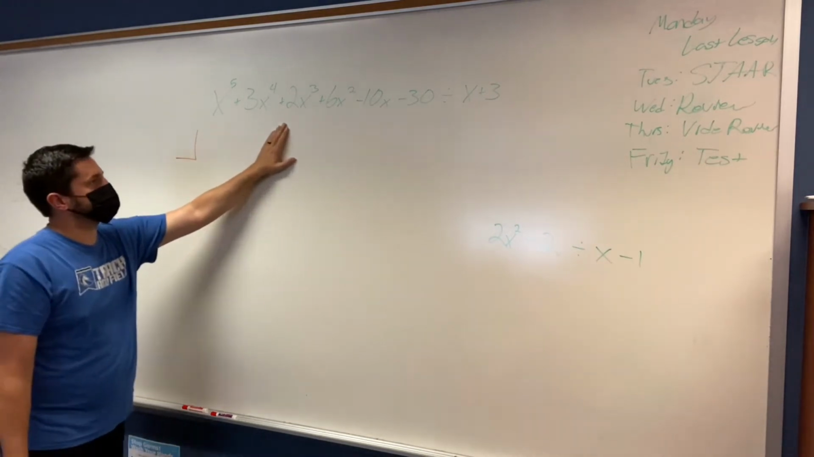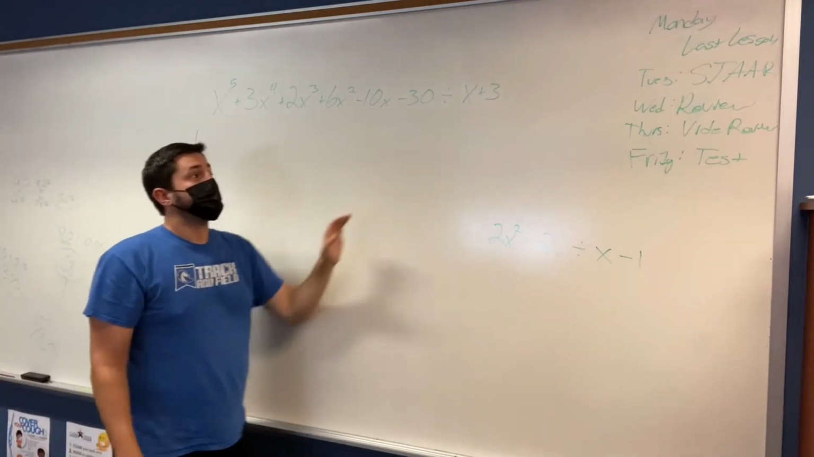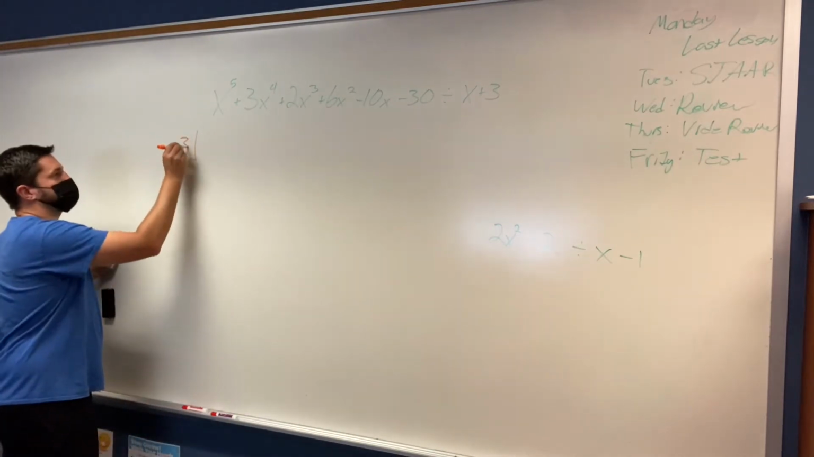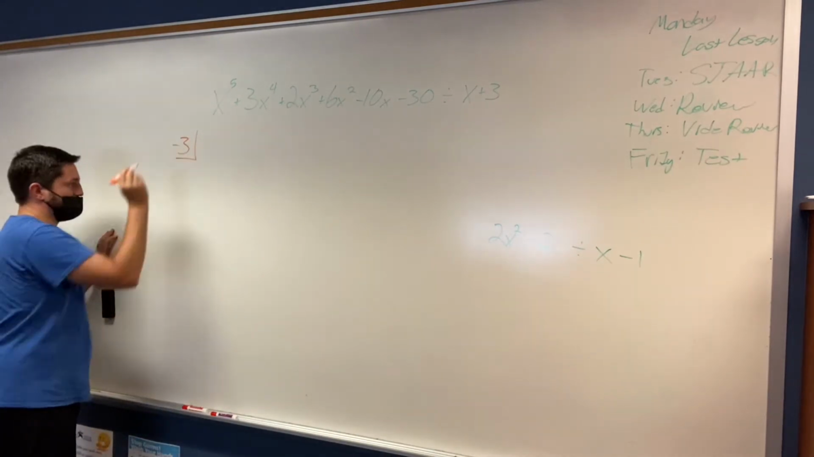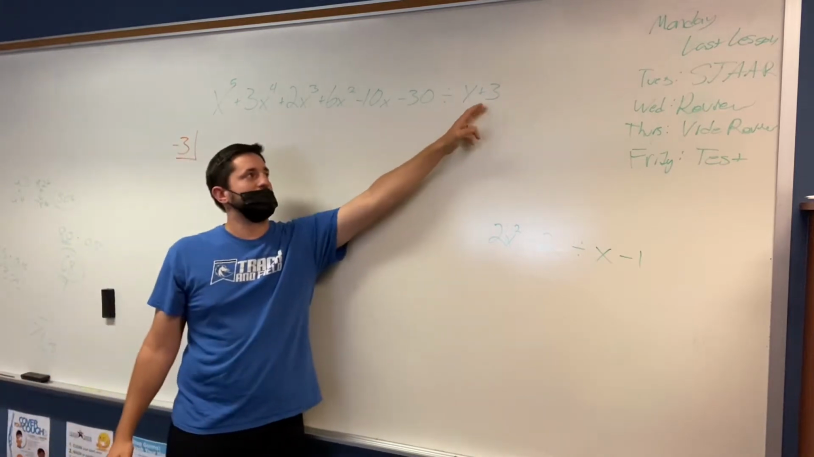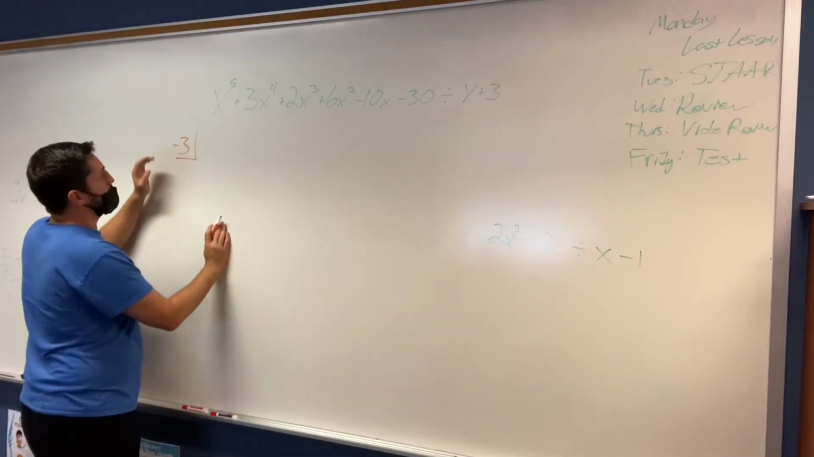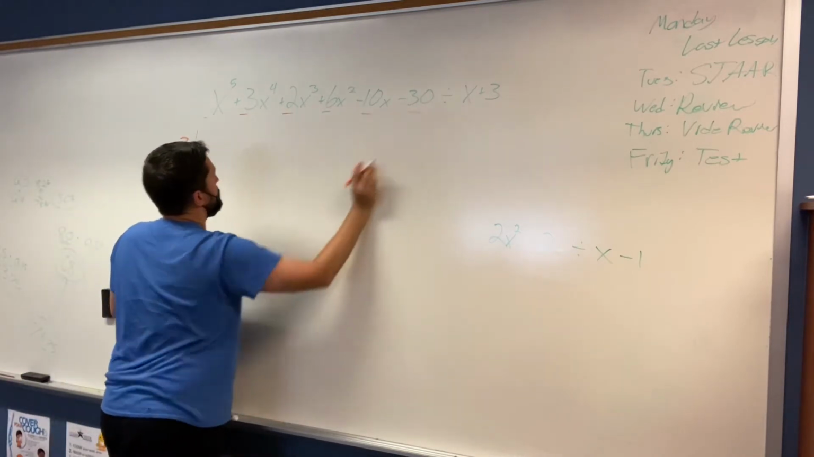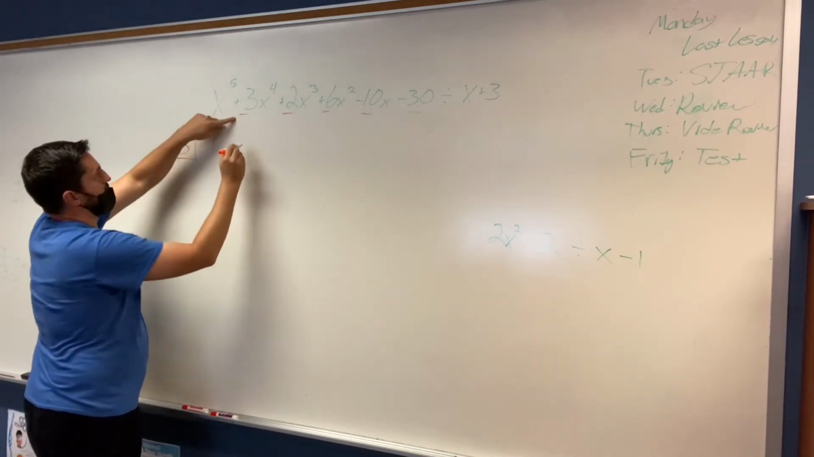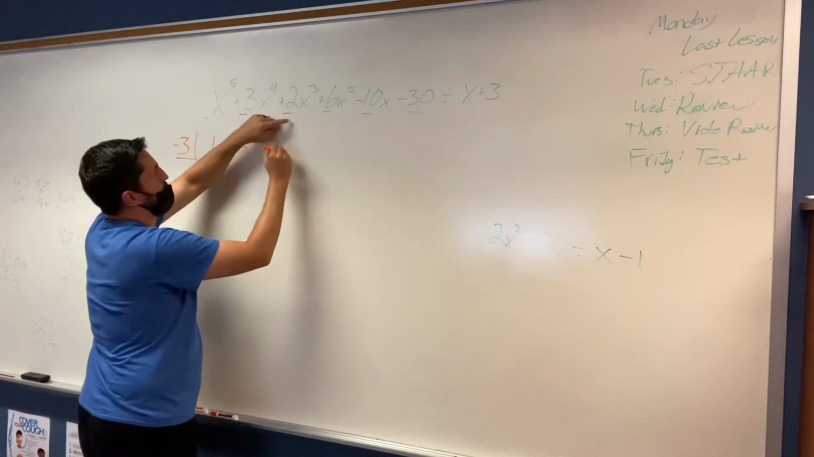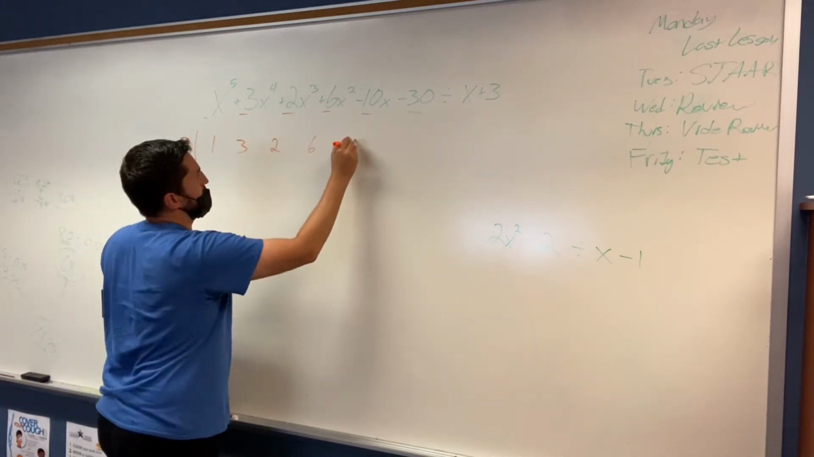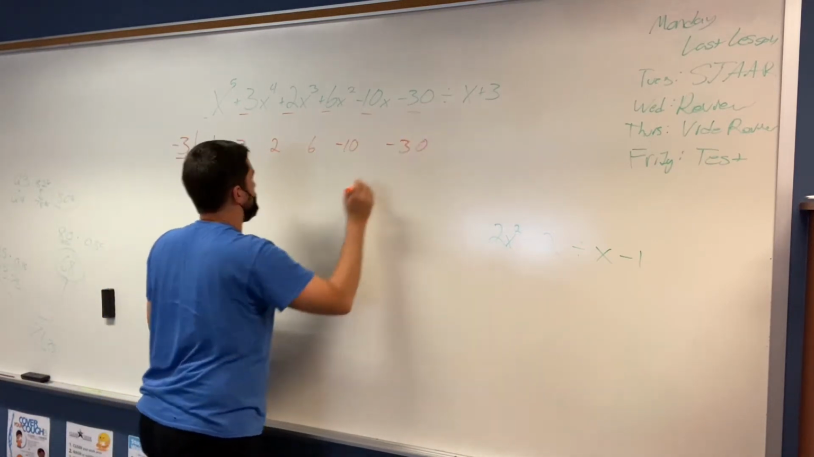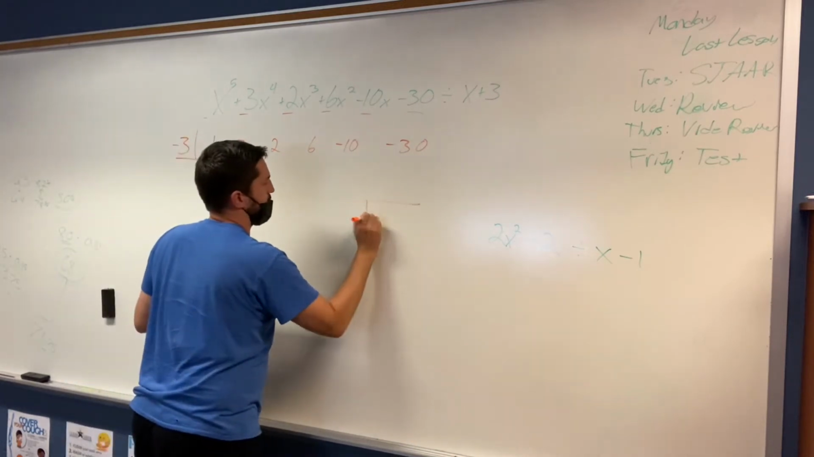I got a whole bunch of different numbers here I'm looking at. The 3, interesting. So I'm writing a 3. -3. But it's negative. Okay, cool. Make sure you catch that it's the opposite sign of that. And then I'm going through all the coefficients of these numbers in the front here. So I have a 1, then a 3, then a 2, then a 6, then a -10, and a -30. Awesome. Cool.